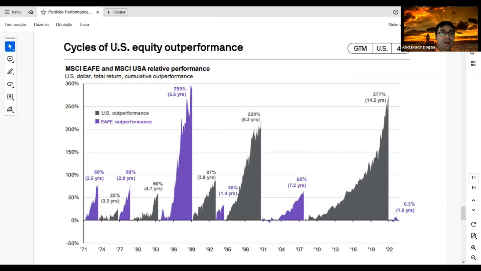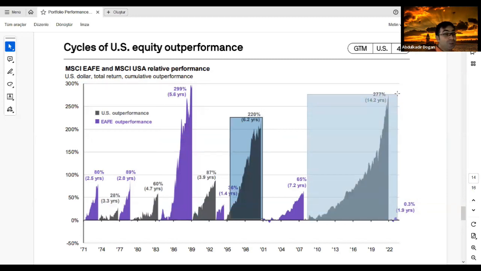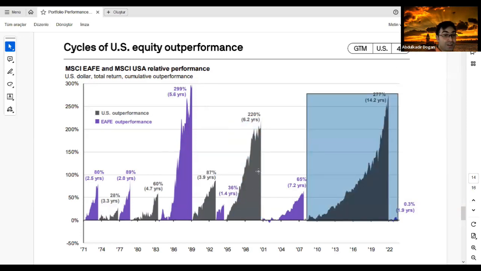And here we have cycles of United States equity outperformance. As you see here, in just 6 years, United States equities increased 300%, meaning that if you take a position of $1 million, in 5 years it increases to $3 million. And if you take a position here at the end of the 19th, $1 million, in 6 years again it is increasing to $2 million. And if you take a position here, to triple your investment it should take approximately 15 years. Here, just 6 years.